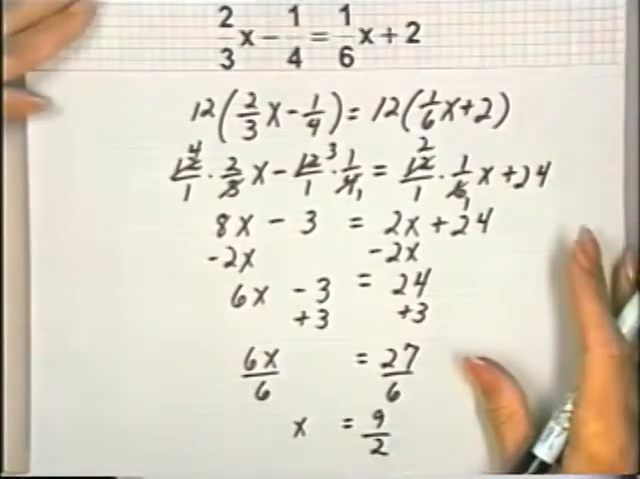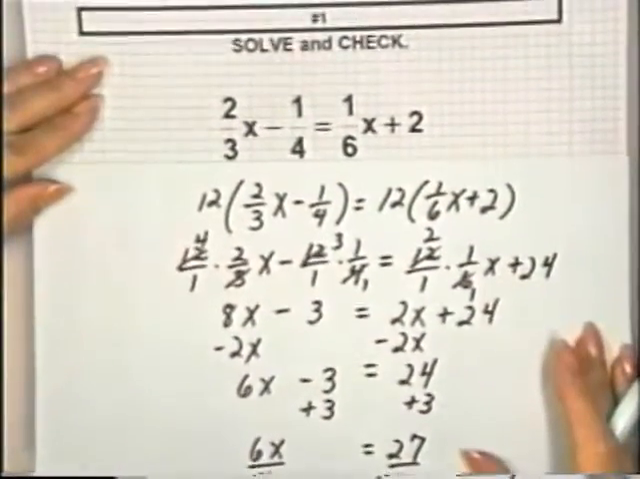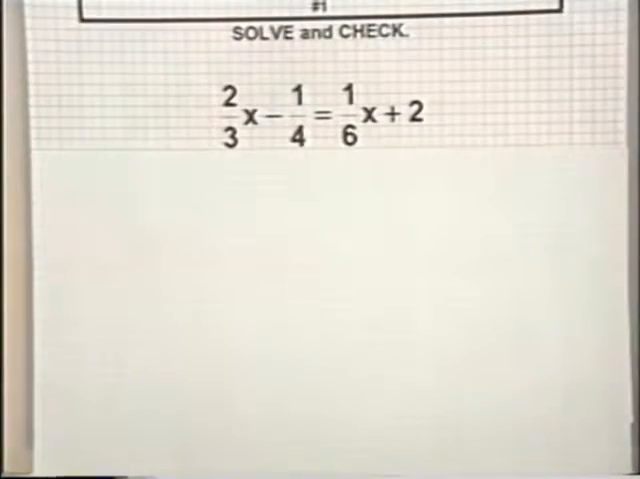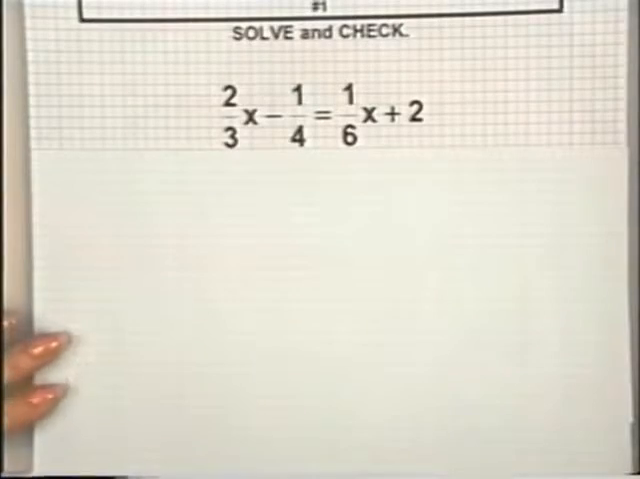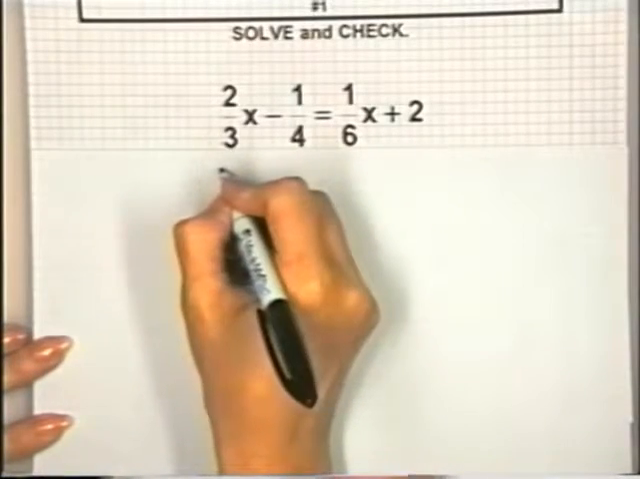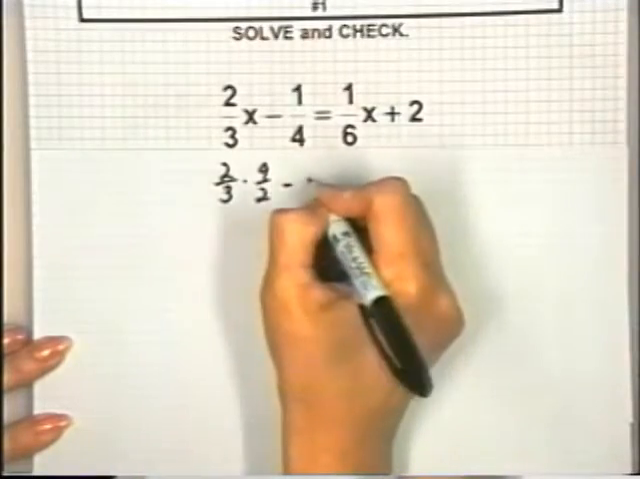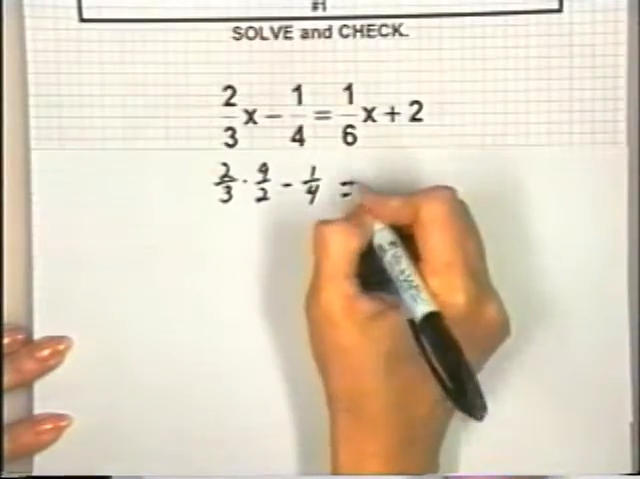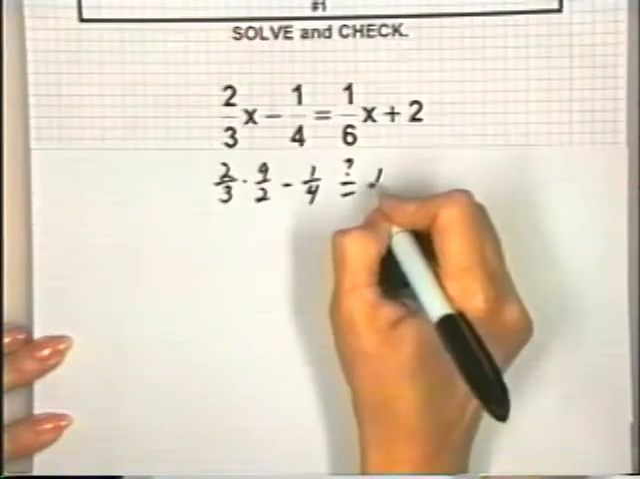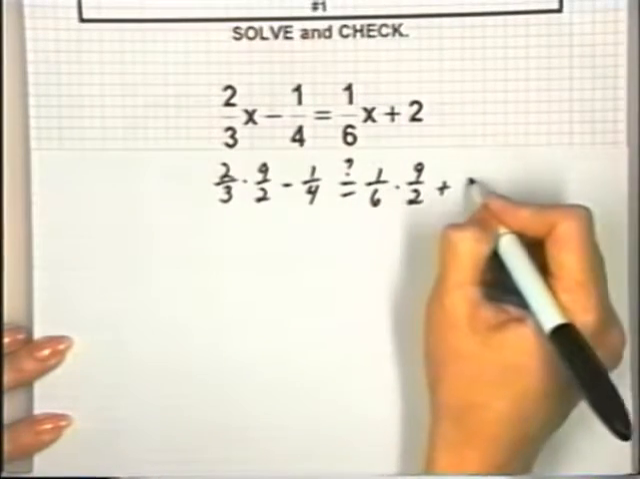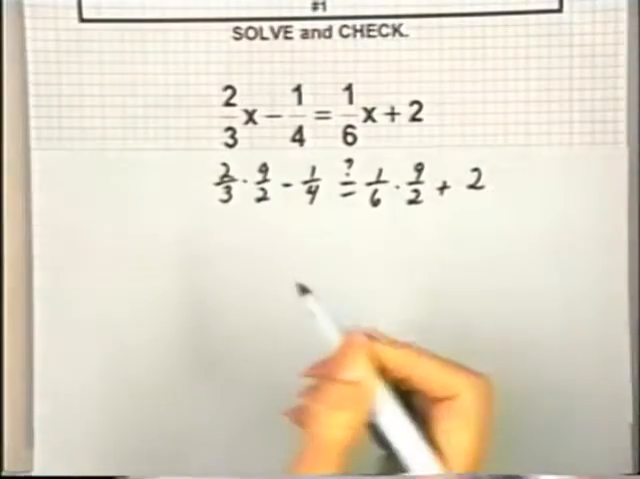Now let's check 9/2 in the original equation. Let's replace each x with 9/2. So I will have 2/3 times 9/2, subtract 1/4. Does that equal 1/6 times 9/2 plus 2?